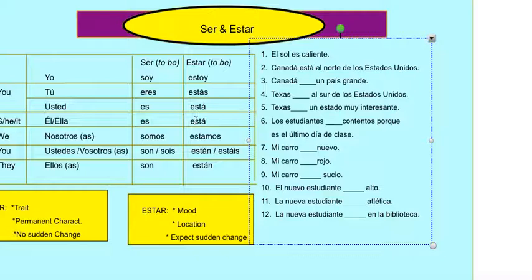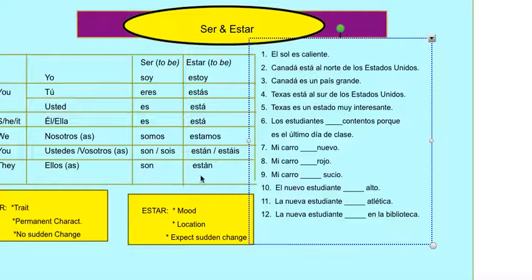Canada is a big country. What are we doing? A definition, a permanent characteristic, ser. Canadá es un país grande. Texas is at the south of the United States. Location, estar. Texas está al sur de los Estados Unidos. Texas is an interesting state, a permanent characteristic, a trait, ser, es. Texas es un estado muy interesante.